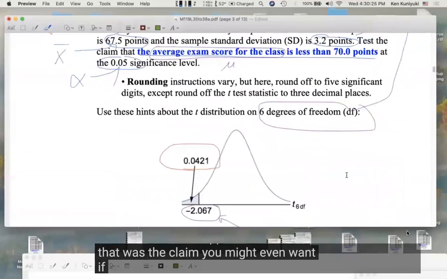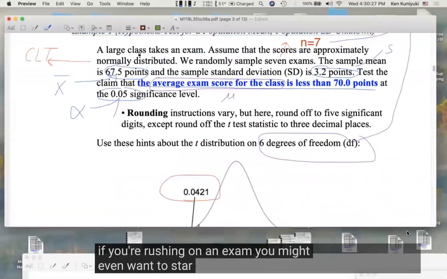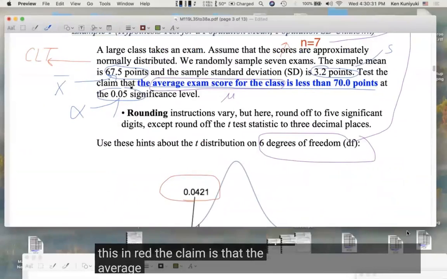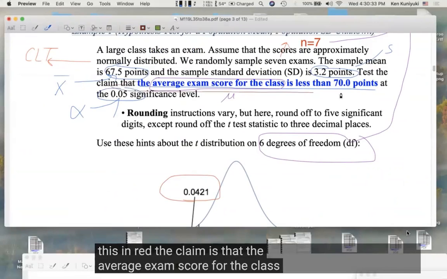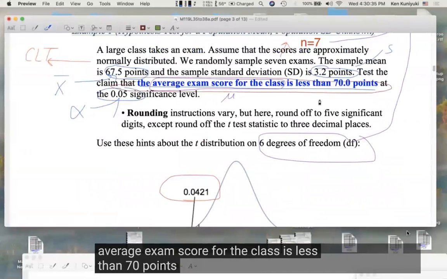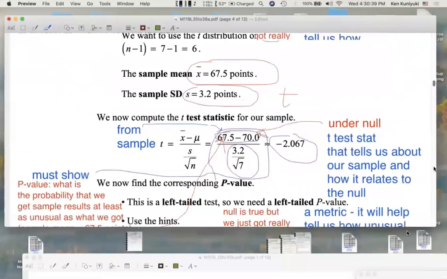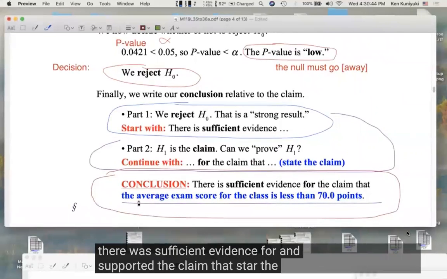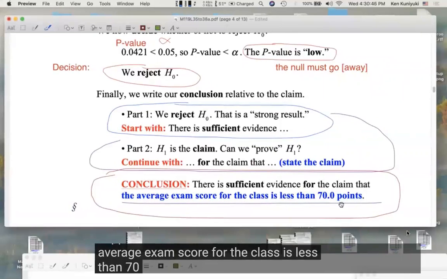If you're rushing on an exam, you might even want to star the claim. Let's put this in red. The claim is that the average exam score for the class is less than 70 points. That's the claim, starred. There is sufficient evidence in support of the claim that the average exam score for the class is less than 70 points.